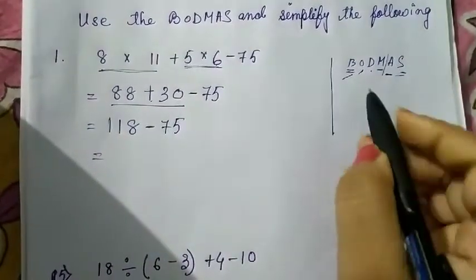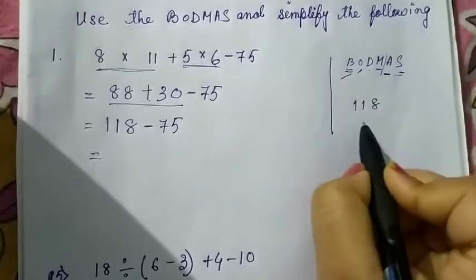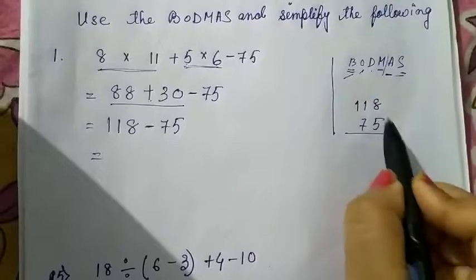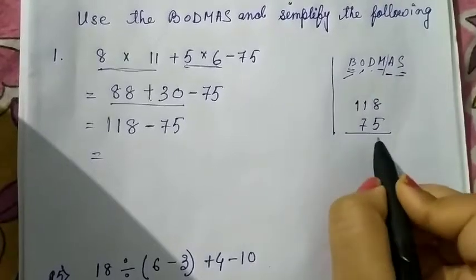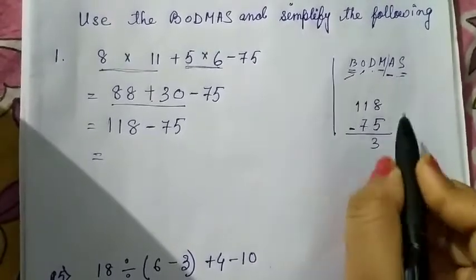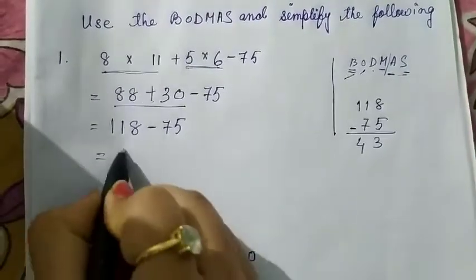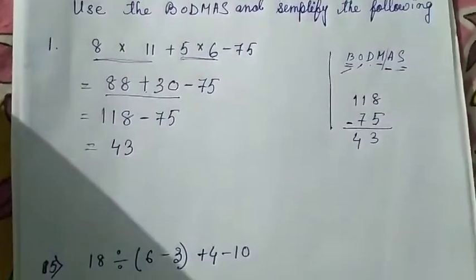I am doing rough work here. See, 118 minus 75. How can we solve this? 8 minus 5, what is that? 3. Subtraction we are doing. Then 11 minus 7 is 4. So the answer is 43. Understood?